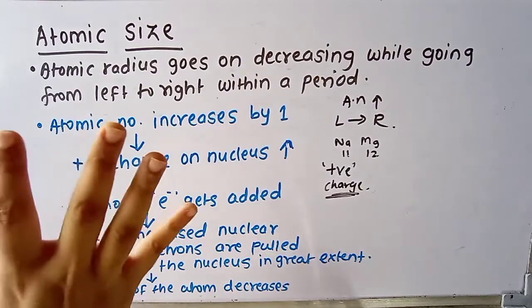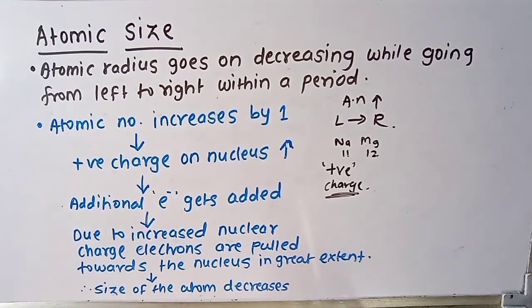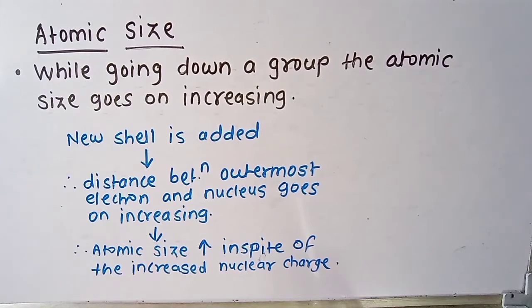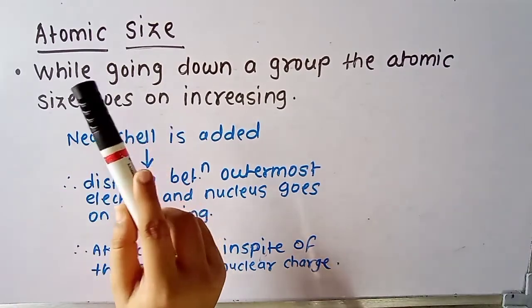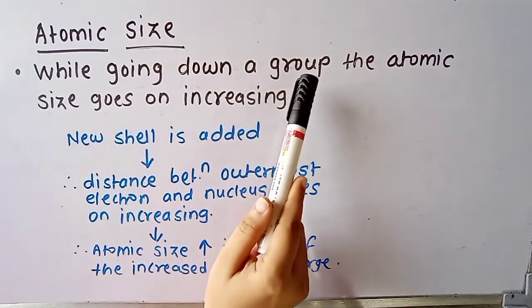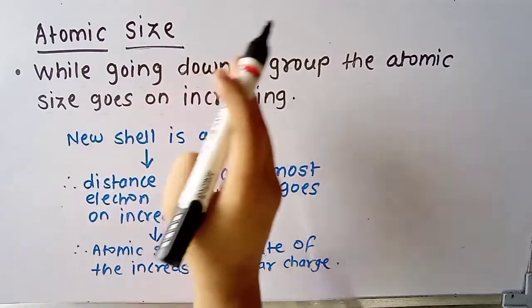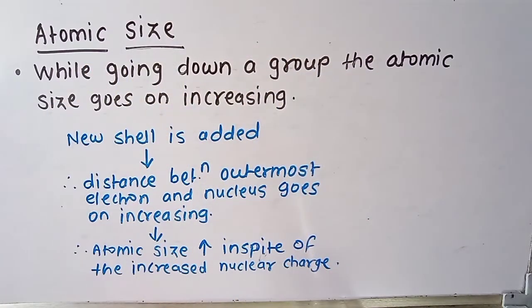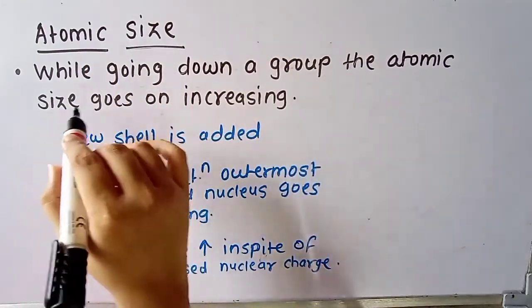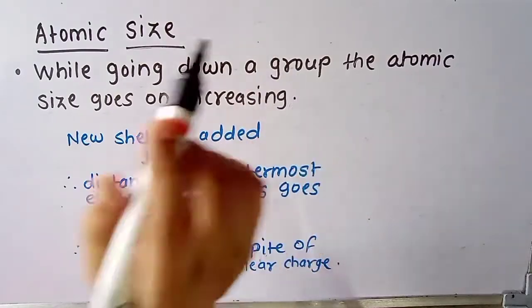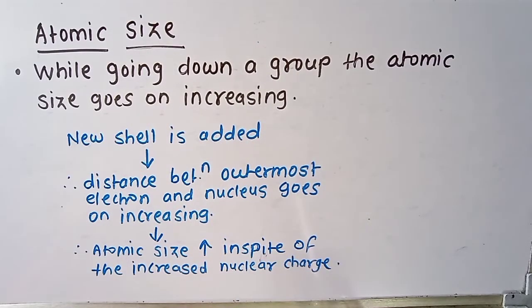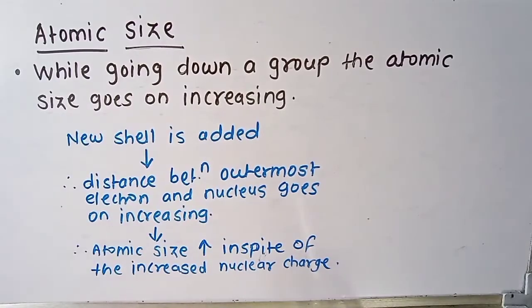Now we'll see what is happening in a group. Now what is happening in a group? Just see, while going down a group, the atomic size goes on increasing. What was happening in a period? While going from left to right within a period, atomic size goes on decreasing. While going down a group, the atomic size goes on increasing. Now see, what is the reason behind this?